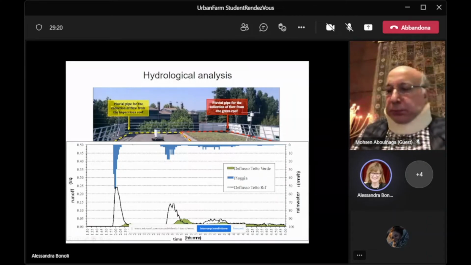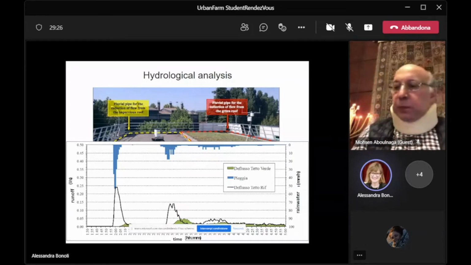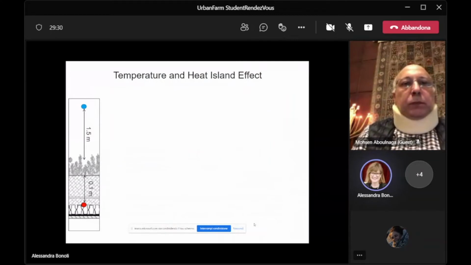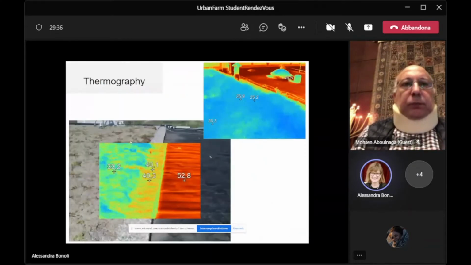On the contrary, the green roof is able to absorb water and to release water during the time. And talking about the island effect and the temperature that are present over a roof where both green roof and gray roof are present, here you have the temperature we measured thanks to a thermography.